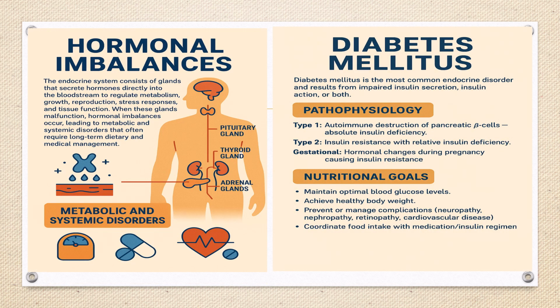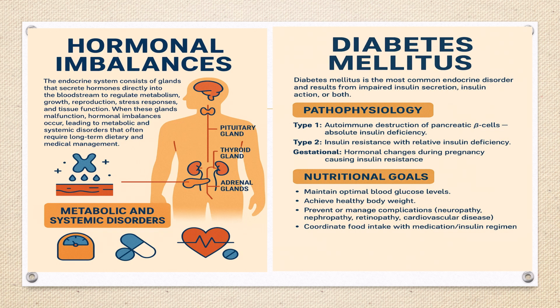There are glands that secrete hormones directly into the bloodstream, and these hormones help to regulate metabolism, growth, reproduction, stress responses, and tissue functions. When we bring these glands together, we can say they are the endocrine system. When these glands malfunction, we could have hormonal imbalances that can lead to metabolic or systemic disorders, and oftentimes we require long-term dietary and medical management.